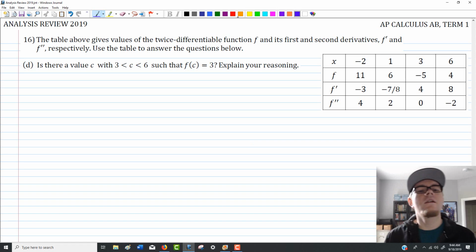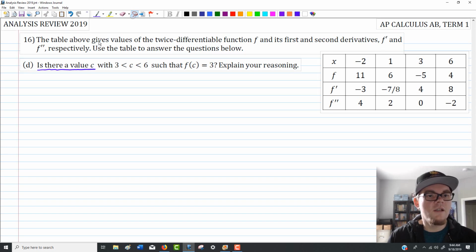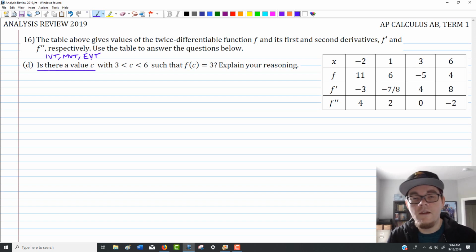Okay, question D. Is there a value c, with c between 3 and 6, such that f of c equals 3? Explain your reasoning. So this phrase, is there a value c? Anytime you see that, it should make you think of IVT, MVT, maybe even EVT. So intermediate value theorem, mean value theorem, and extreme value theorem. So we're trying to find whether or not we can guarantee there's a particular value. So we need one of the value theorems.